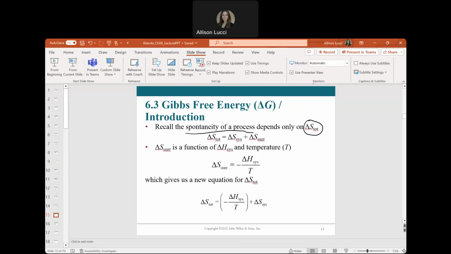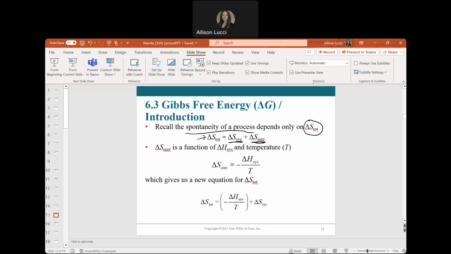So our total entropy change we saw was the sum of both the change in entropy of the system and the surroundings. So say it was a particular reaction that we looked at with the delta S system, and then the solvent, whatever entropy change might have occurred in the surroundings.